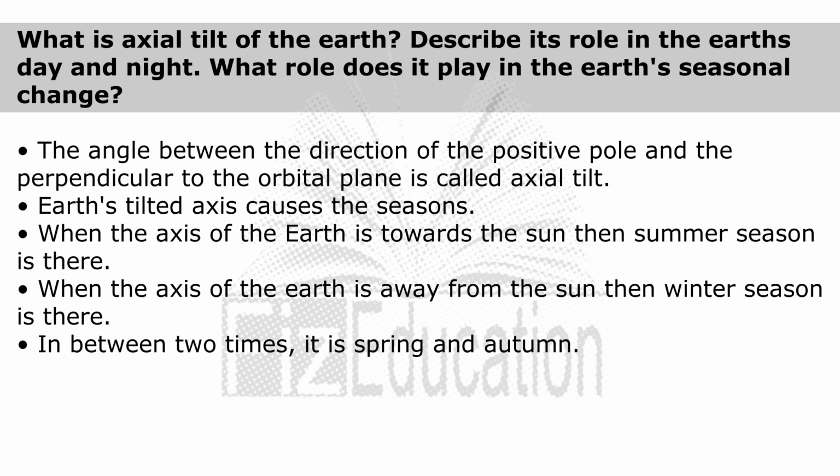Earth's tilted axis causes the seasons. When the axis of the Earth is towards the Sun, then it is summer. When the axis of the Earth is away from the Sun, then it is winter. In between the two times, it is spring and autumn.